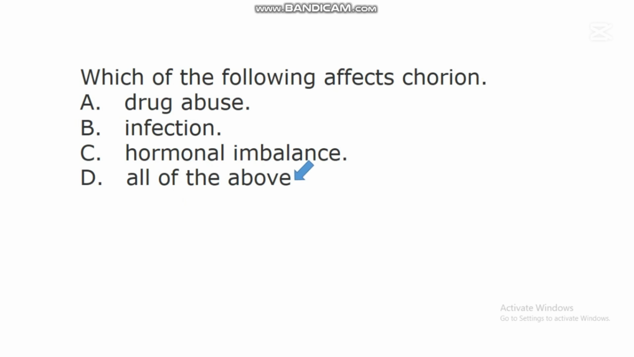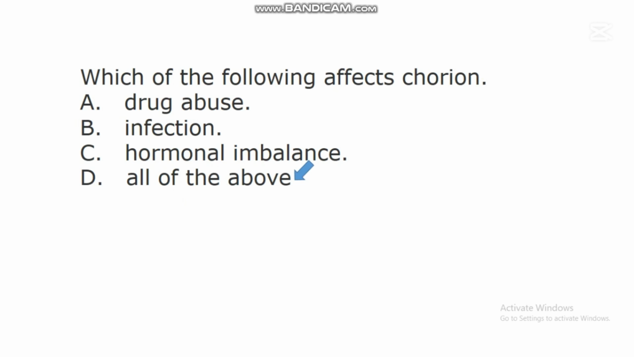When an individual abuses drug, when an individual uses drug wrongly, this drug can affect the function or the development of chorion. Studies have also shown that infection in the chorion also affects the way chorion functions. So when there is infection in the chorion, it affects the ability of chorion to function very effectively.